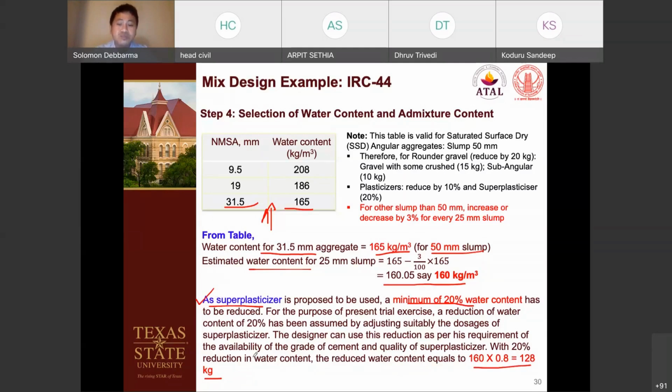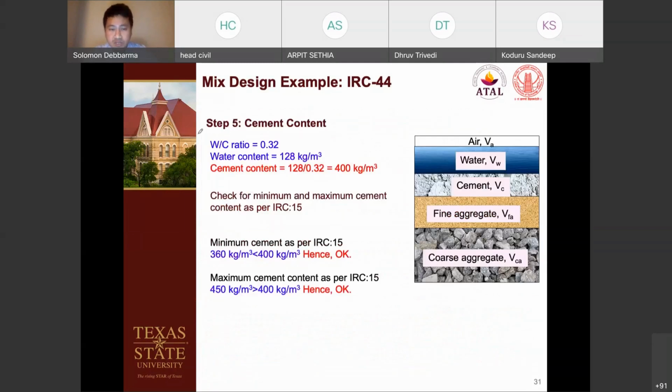per meter cube, right? And since we have the water content, we can calculate the cement content, which is the water content divided by the water cement ratio, which gives us 400 kg per meter cube. Now we have to check if it lies between the recommended limits of the IRC specification. So 360 is lesser than 400 kg per meter cube, which is greater than the minimum cement content. Hence it is safe to go for this cement content. And it is also lesser than the maximum cement content, so this is okay.